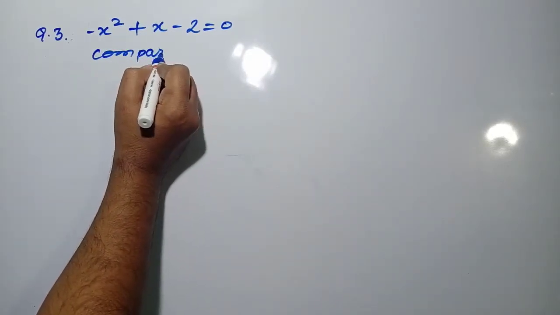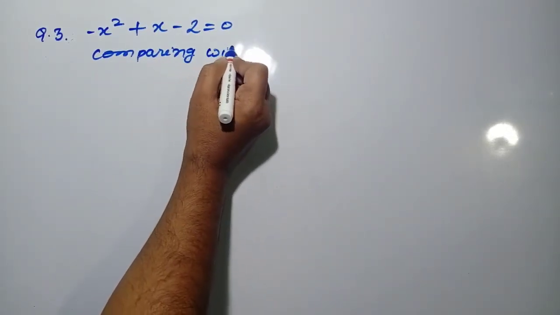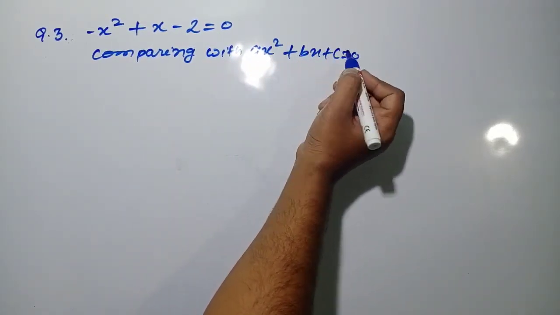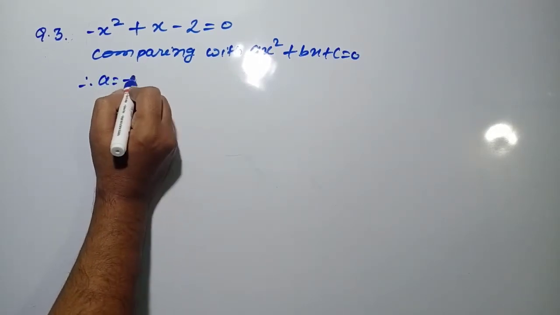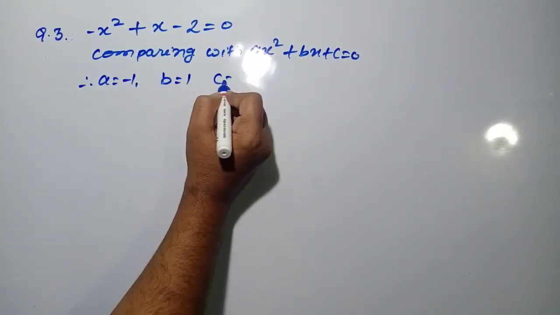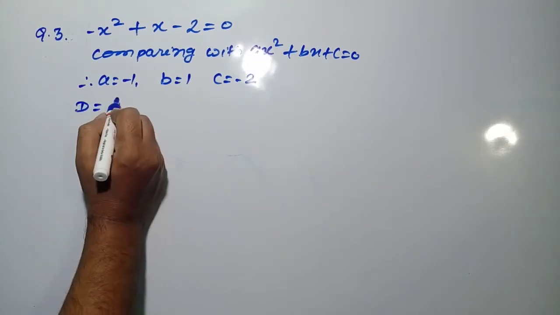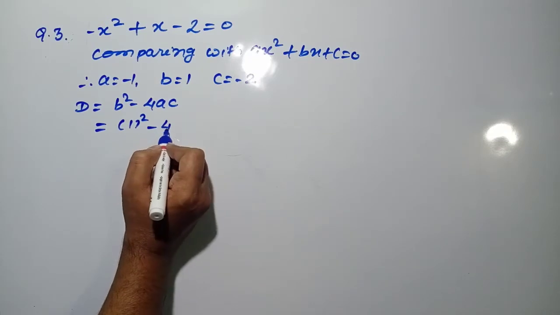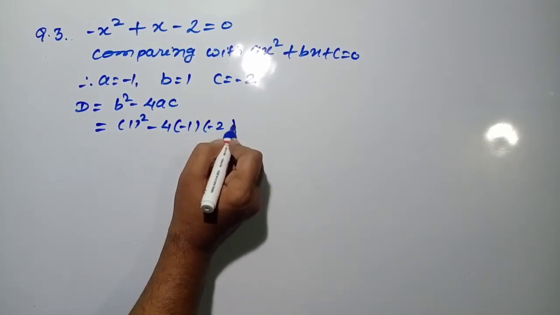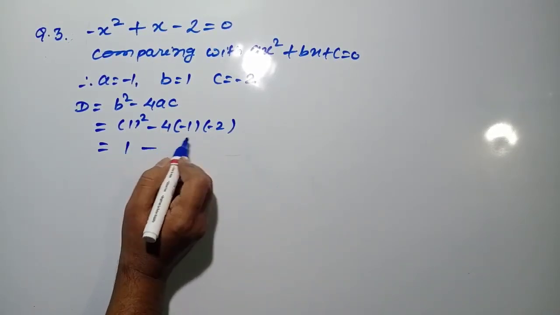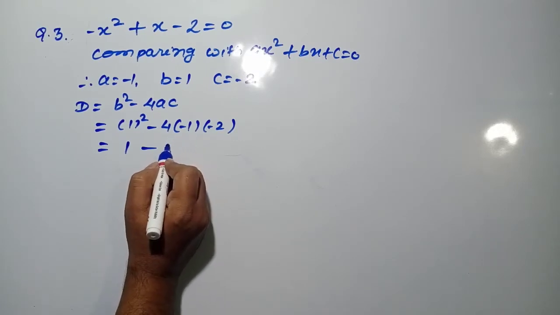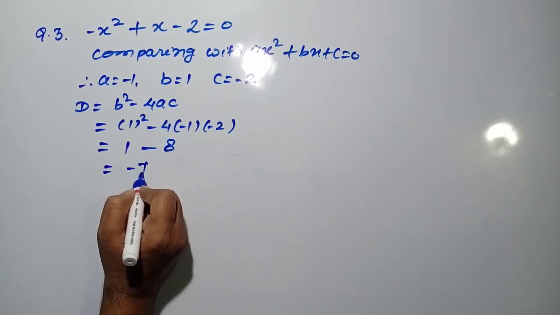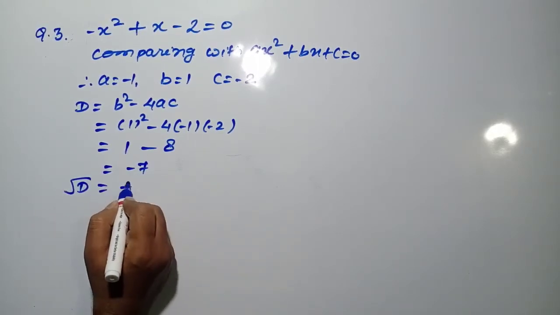Now comparing this equation with the standard form of quadratic equation ax square plus bx plus c is equal to 0. So value of a is minus 1, b is 1, c is minus 2. So D will be what? b square minus 4ac. So 1 square minus 4 into minus 1 into minus 2. So 1 minus 8. So minus 7.